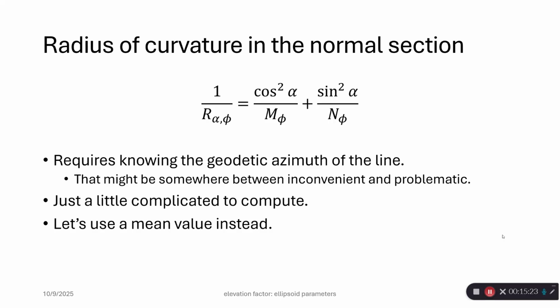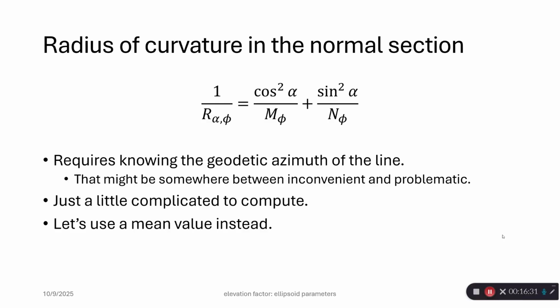So computing the radius of curvature in the normal section is entirely doable. We could certainly do this, but it's a little bit inconvenient because it requires us to know the geodetic azimuth of the line that we're measuring, and that information might be somewhere between inconvenient and actually problematic to come up with at the time we need to do this reduction. It sort of assumes that we already know the coordinates of the forward point so that we can calculate that azimuth. We've got horizontal angles coming out of our total stations, but unless we've gone through the traversing process and converted those horizontal angles into azimuths, probably what we actually have coming out of the data collector is a direction relative to the backsight. And so knowing the azimuth of this line might not be super convenient.